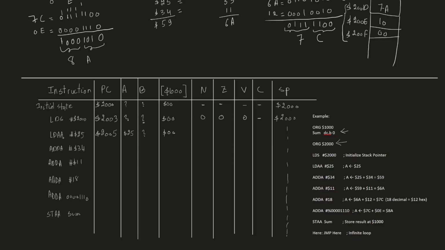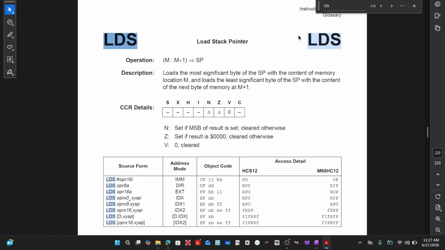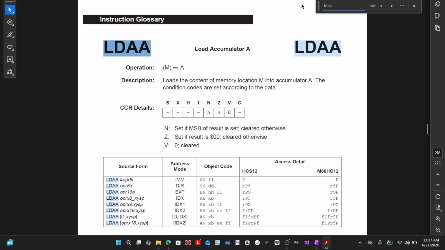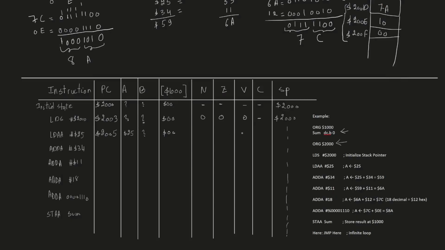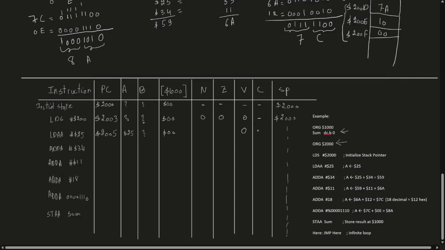And now let's go to our instruction glossary and see which flags get affected by LDAA. So in LDAA, also the N and the Z flags get updated or get affected. The V is 0, the C is carried from the previous instruction. So first the V is 0, C is unchanged.